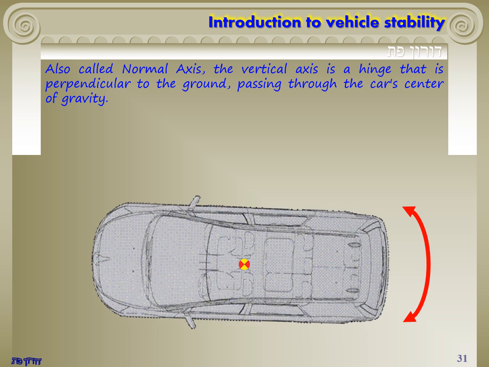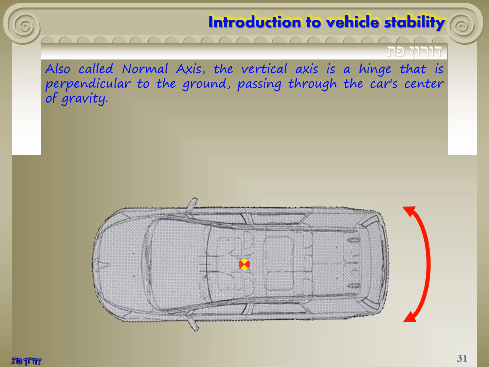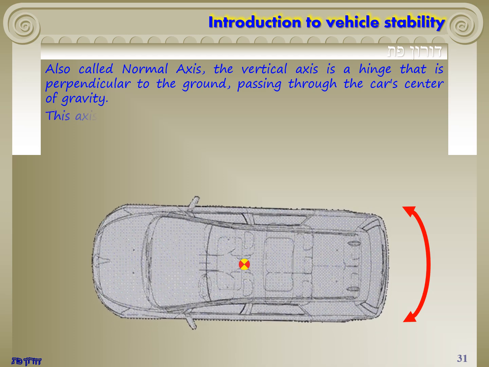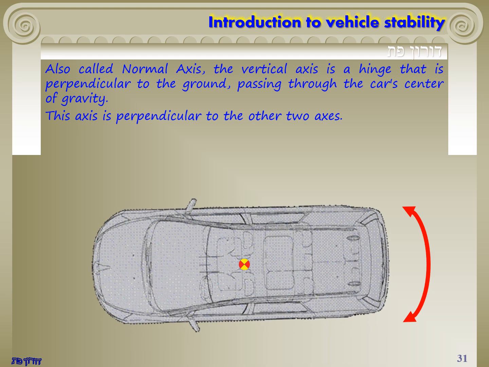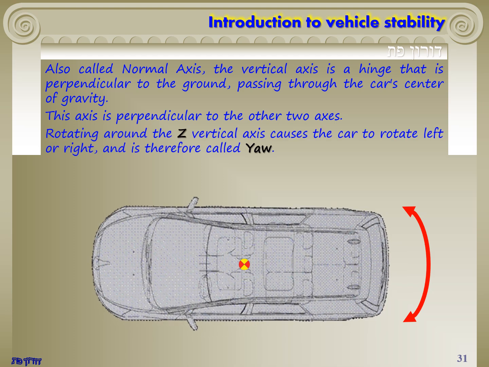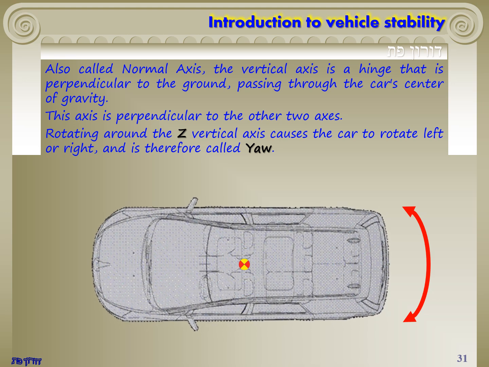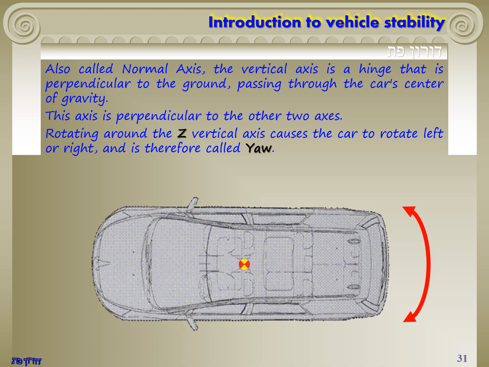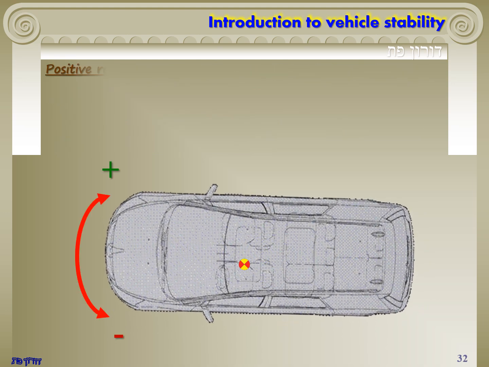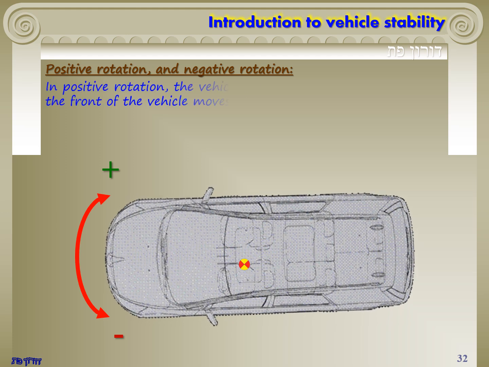Also called normal axis, the vertical axis is a hinge that is perpendicular to the ground, passing through the car's center of gravity. This axis is perpendicular to the other two axes. Rotating around the z vertical axis causes the car to rotate left or right, and is therefore called yaw. Positive rotation and negative rotation.